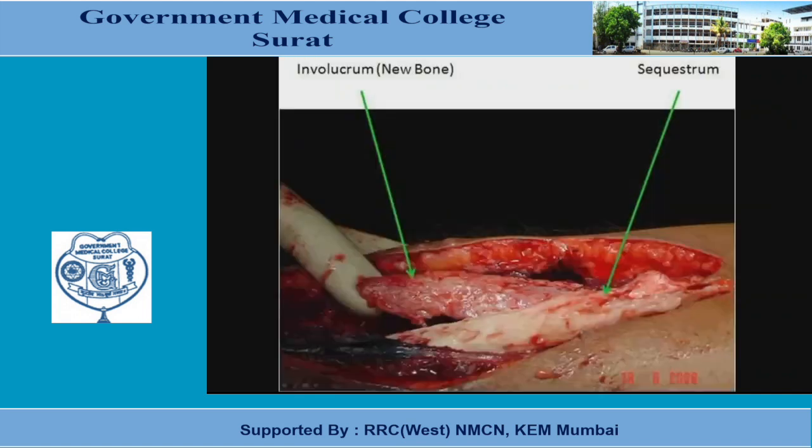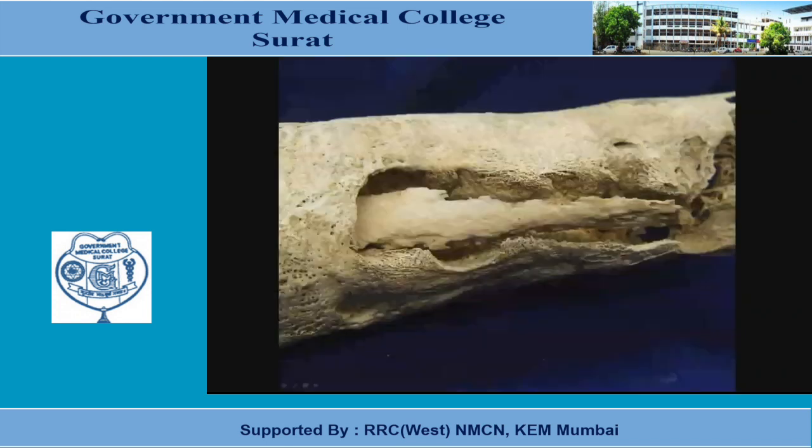In this image you can see the involucrum, which is a newborn bone formation, and the sequestrum, which is non-vascular, dead, necrotic bone. So this is another image. Inside is the sequestrum, you can see the outer border is rough, and the surrounding bone is the new bone, which is known as the involucrum.